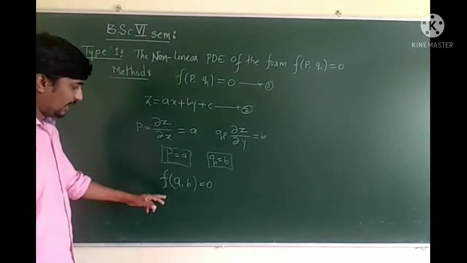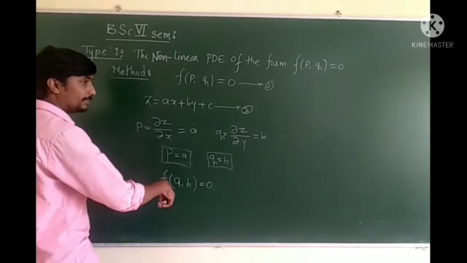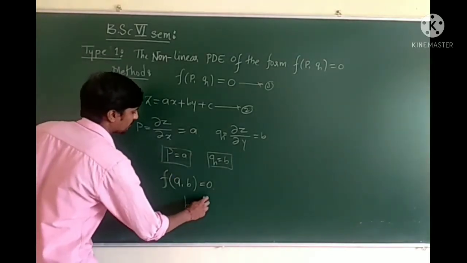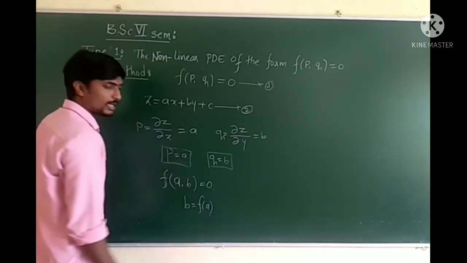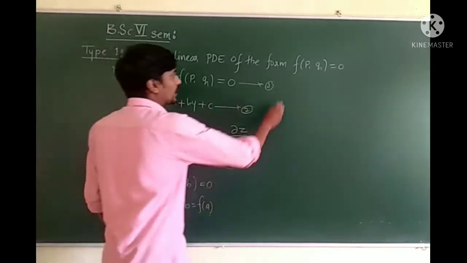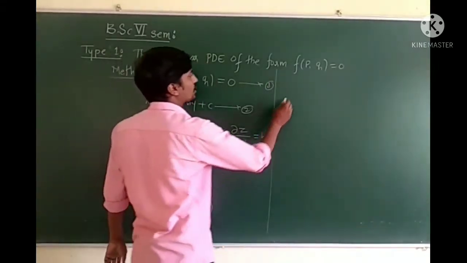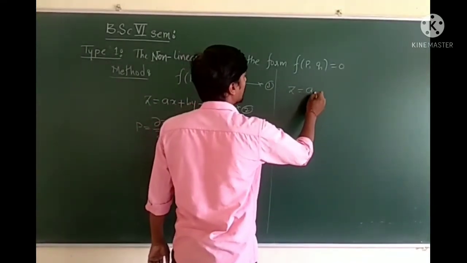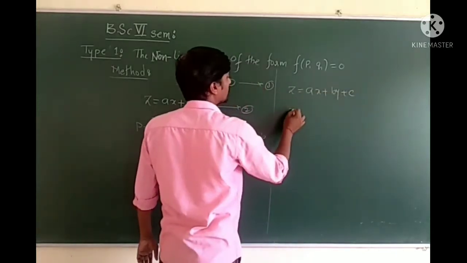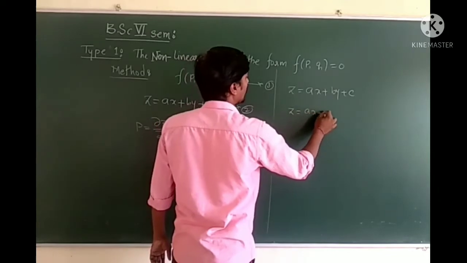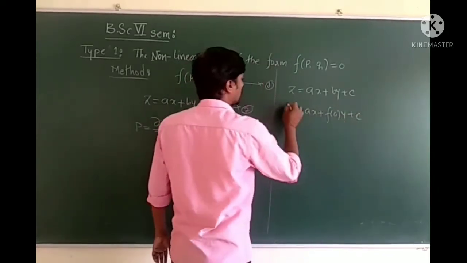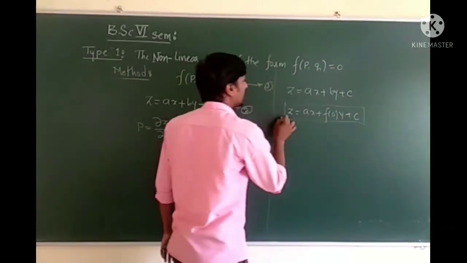Now I will write this equation in terms of b or in terms of a. When you write it in terms of b, it becomes b = f(a). Now substitute this value in equation 2, so you can get the complete solution. It is z = ax + by + c, and you are substituting the value of b here: b = f(a), so z = ax + f(a)y + c. This is the complete solution.